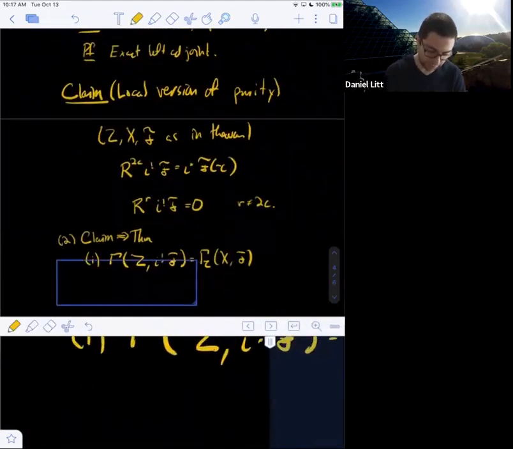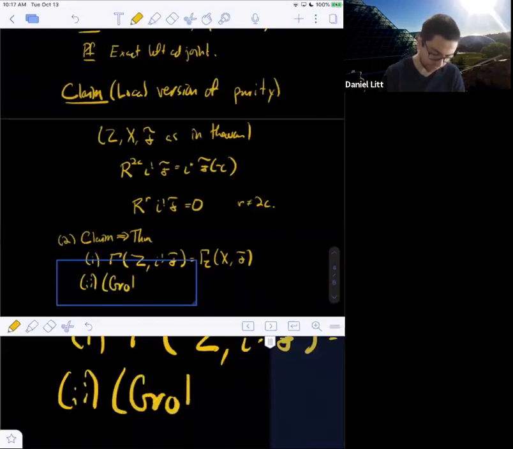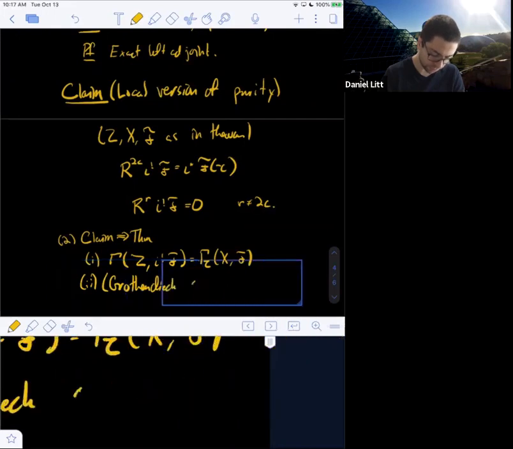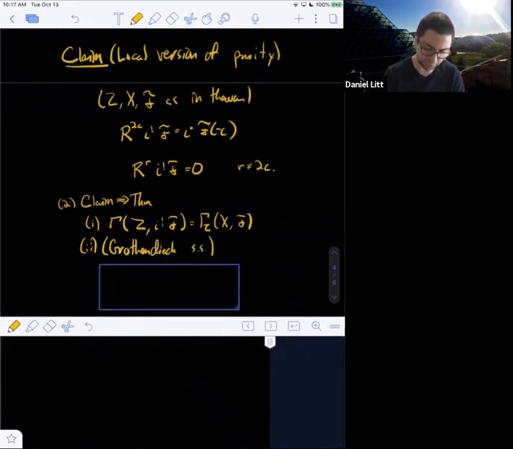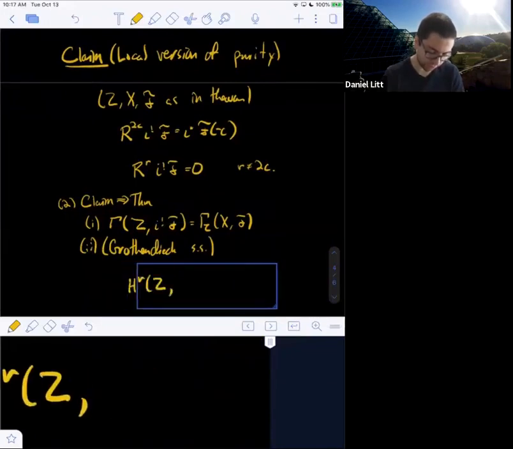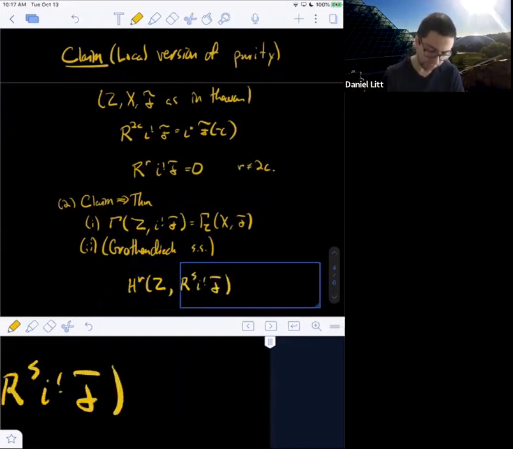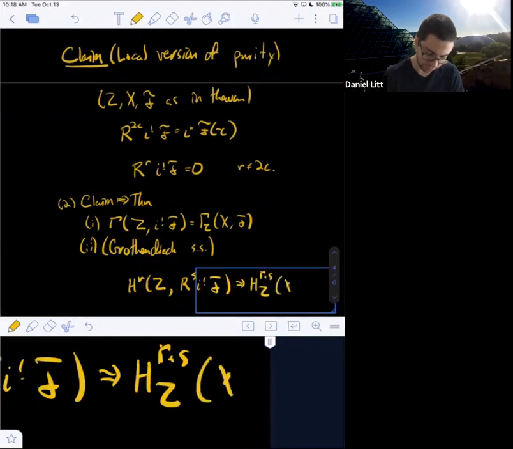Okay, and then two, then what the Grothendieck spectral sequence for the composition of functors immediately gives you then a spectral sequence going from the cohomology of Z with coefficients in R^S i upper shriek F and converging to R^{r+s} Gamma supported at Z of F.